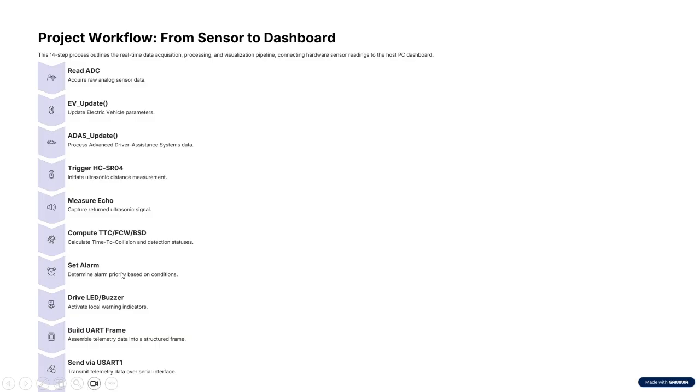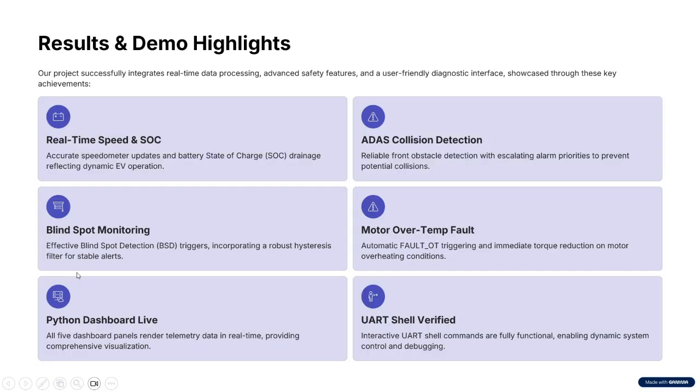Then we set the alarm, which is advisory, none, warning, and critical. Then we drive the LED and buzzer. Then we build the UART frame. Then we send it via USART1, which is UART1, and then the live data is generated to the Python dashboard. So at last we have got the result.